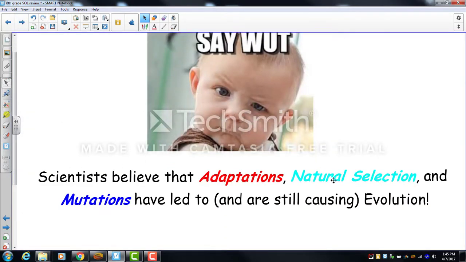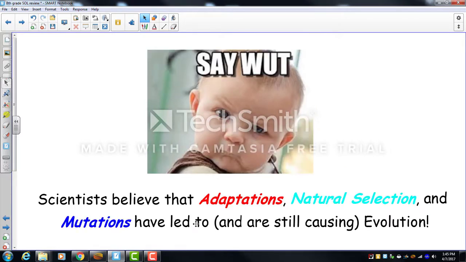Scientists believe that adaptations, natural selection, and mutations have led to and are still causing evolution. Evolution is so slow that, yes, humans will evolve in the next million years. We might not even exist anymore as we do today. Obviously, we have, you know, primitive ancestors that were human-like, Homo Neanderthal, Homo erectus, Homo habilis, and they are extinct now. So, but they are our primitive human ancestors. They're kind of like our evolutionary cousins. So we are still evolving, but it happens so slowly that in our lifetimes, we will never actually see the result of our evolution.